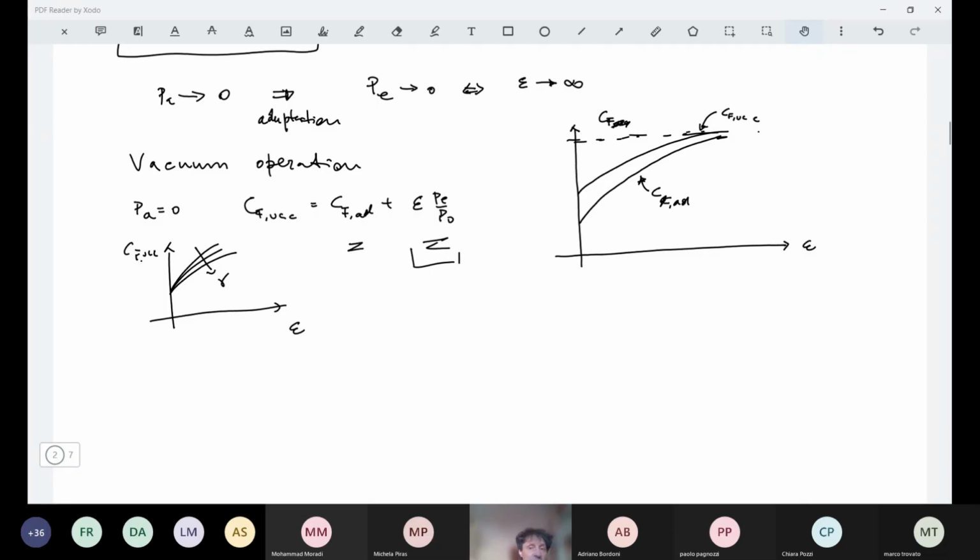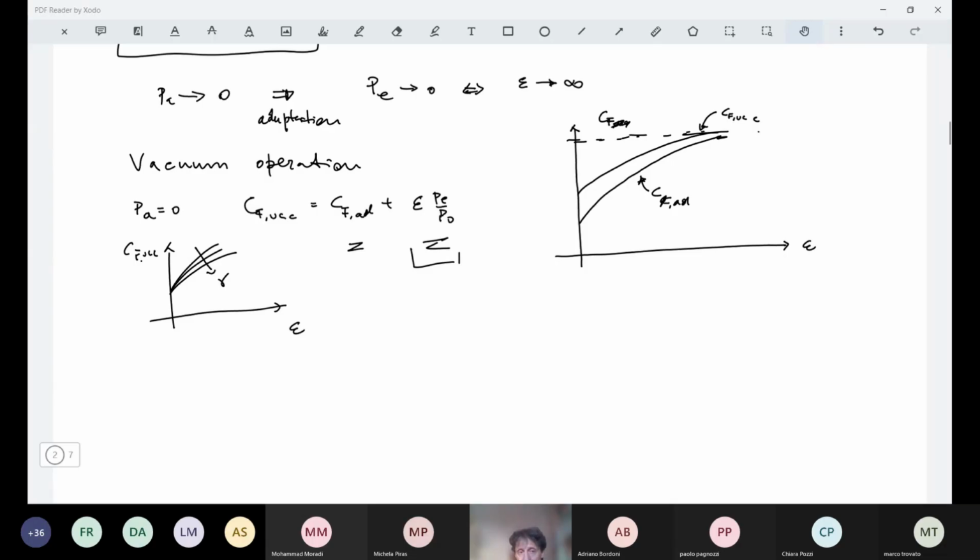What can we say for this vacuum operation, what could be convenient? The message is that in terms of thrust coefficient, we should move towards the highest expansion ratio, the highest area ratio possible that can be realized. But we have to be careful because we see that we have an asymptotic value of this thrust coefficient. And so it means that at a given point, the improvement of performance is less and less significant as we move towards the asymptotic value, as we move towards high area ratio. So where is the trade-off?